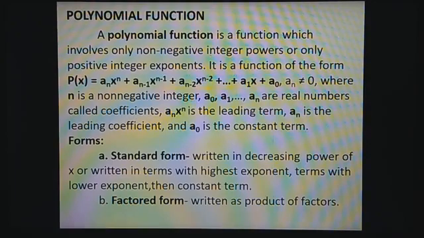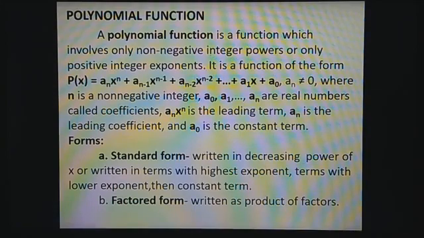Then we have a sub n x raised to n. This is the leading term. When we say leading term, this is the term of the polynomial function with the highest exponent. So we have also a sub n is the leading coefficient. When we say leading coefficient, this is the numerical coefficient of the leading term. Then we have a sub 0, the constant term. And when we say constant term, that is only a number without any variable.